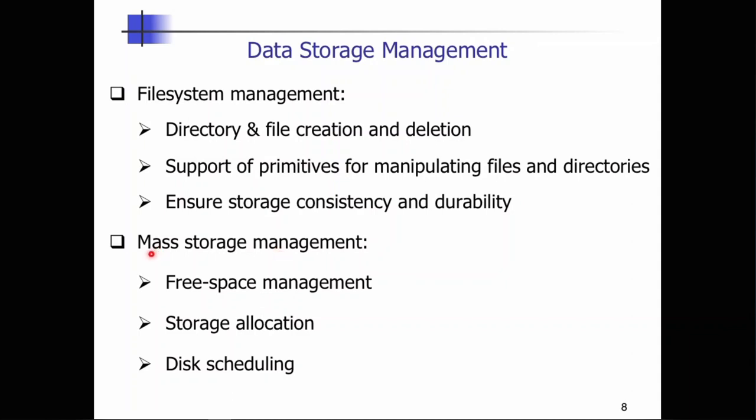For example, the secondary storage or the mass storage management, in which the operating system manages all the free space it has, and which processes or data or instruction is stored where, right? So to allocate storage, and also to do disk scheduling. Usually you will have one hard drive and one disk controller. So which process gets to use the disk controller at what time? All of those things are being managed by the operating system, and we can classify that as mass storage management.